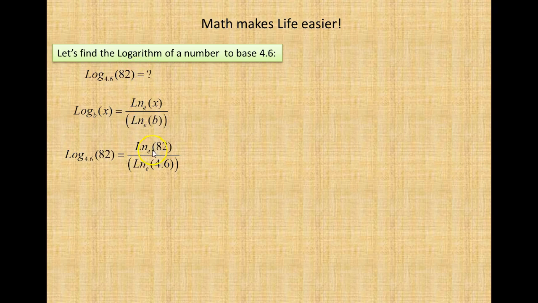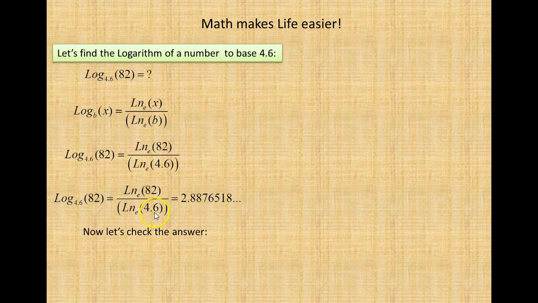All right. So we take our handy equation, we plug in the numbers. We have the natural log of 82 divided by the natural log of 4.6, and we get 2.887651, and so forth. Now let's check the answer. What we've got to do is raise our base, 4.6, to this answer, and you'll see we get 82.